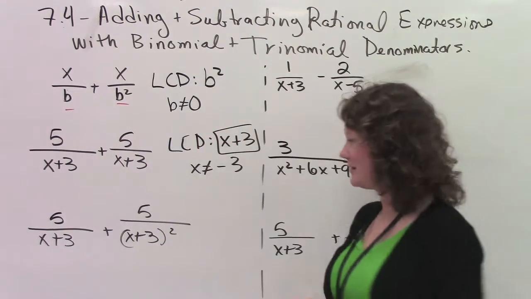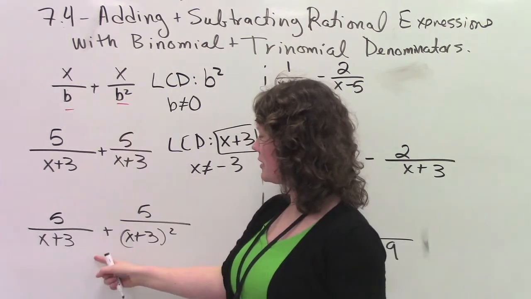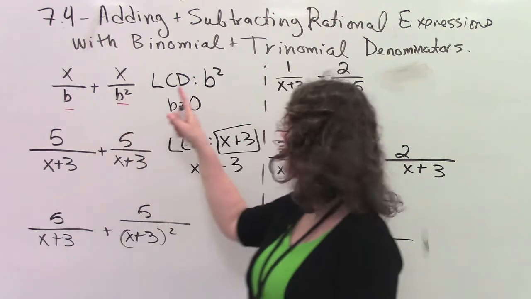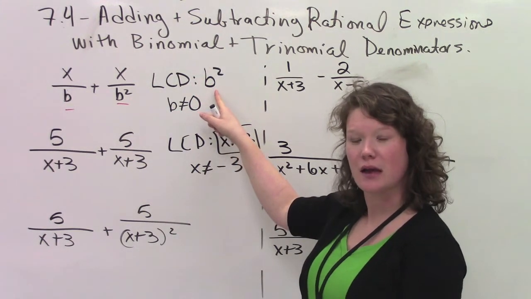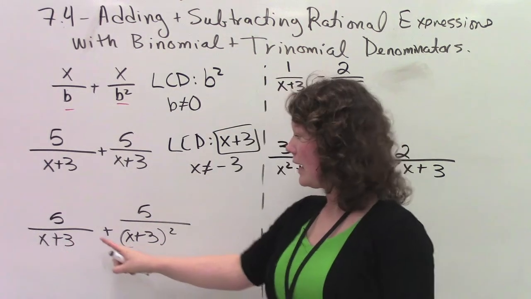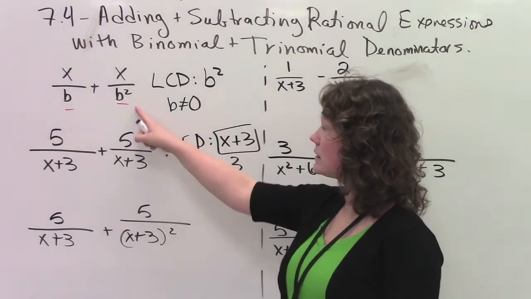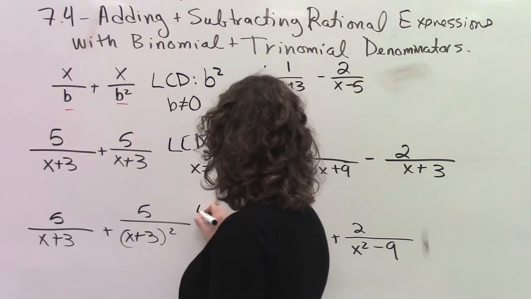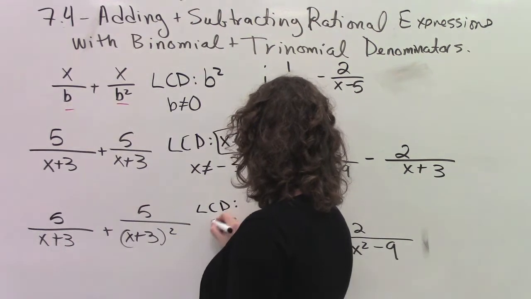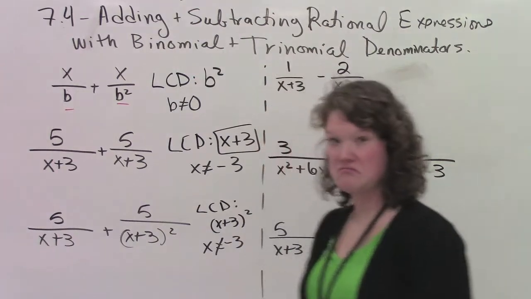0, and that's undefined. I'm going to go through this pretty quick, but this and this are kind of related, right? We have a factor and a factor squared. What would the lowest common denominator be? It would be b squared. So what do you think the lowest common denominator between x plus 3 and x plus 3 squared would be? Using this model right here, we would just say the lowest common denominator is x plus 3 in brackets squared, where x cannot equal negative 3.